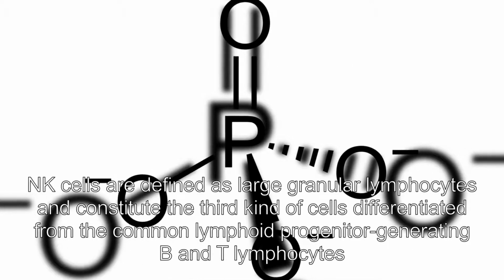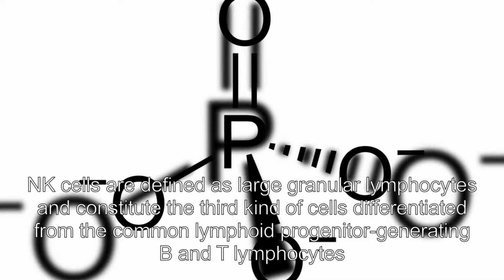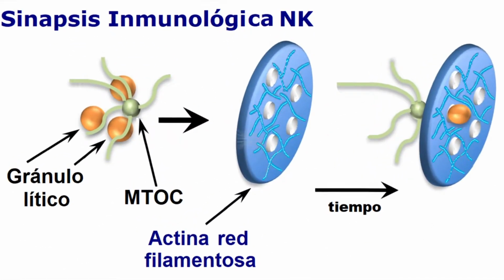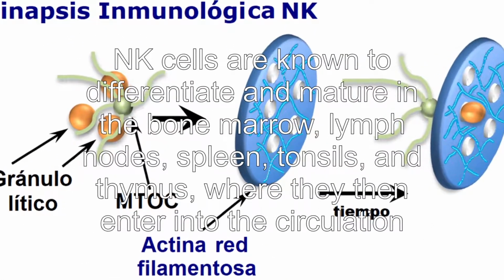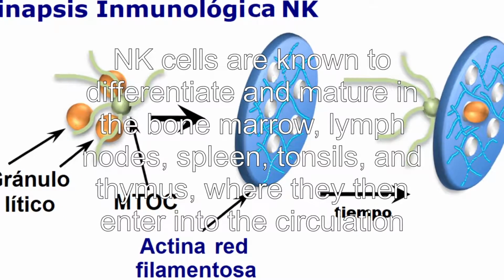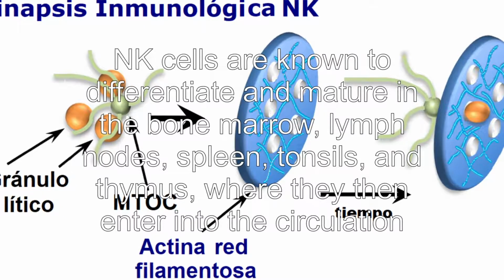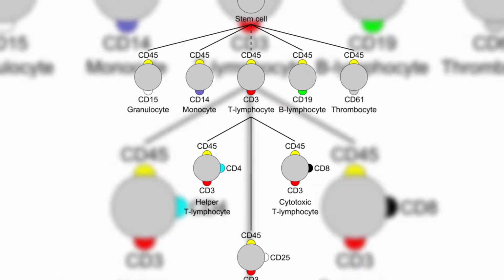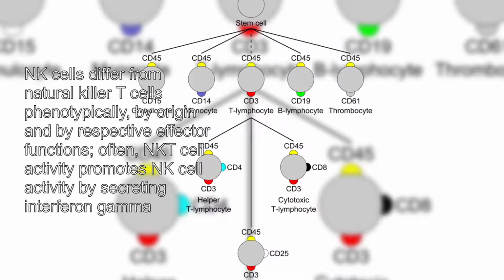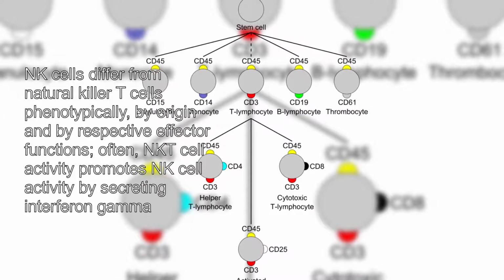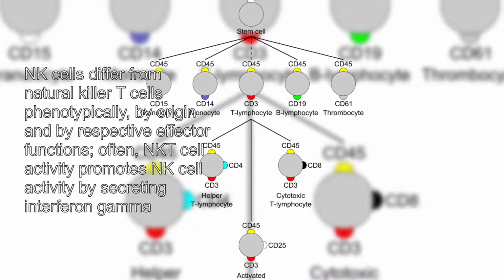NK cells are defined as large granular lymphocytes and constitute the third kind of cells differentiated from the common lymphoid progenitor generating B and T lymphocytes. NK cells are known to differentiate and mature in the bone marrow, lymph nodes, spleen, tonsils, and thymus, where they then enter into the circulation.